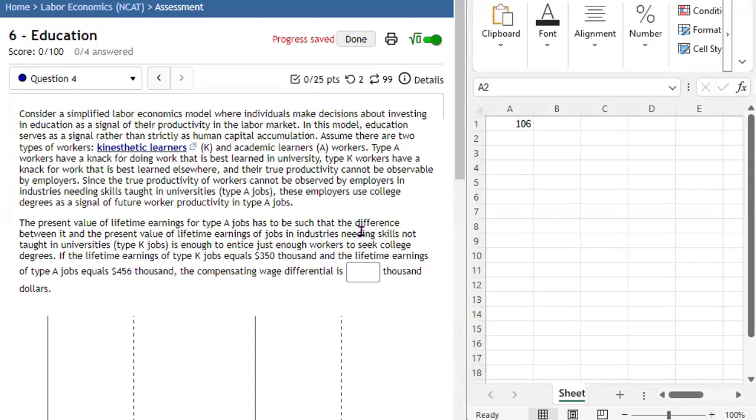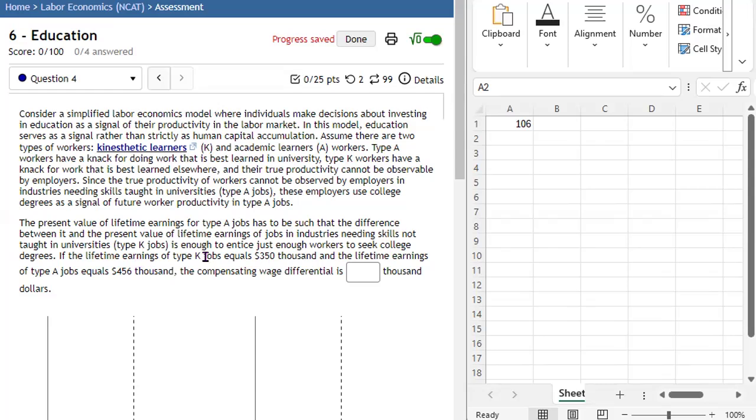Assume there are two types of workers: kinesthetic learners and academic learners. Academic learners are type A. Kinesthetic learners are type K. Type A workers have a knack for doing work that is best learned in university. Type K workers have a knack for work that is best learned elsewhere, and their true productivity cannot be observed by employers. Since the true productivity of workers cannot be observed by employers in industries needing skills taught in universities, type A jobs, these employers use college degrees as a signal of future worker productivity in type A jobs.